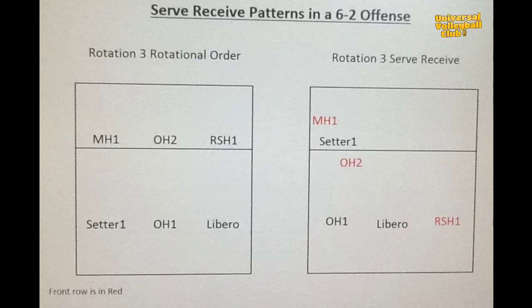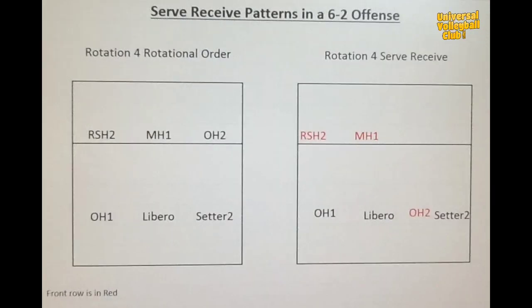Rotation 3 and 6 alternative formation. In rotation 3, one simple change is to leave the front row outside hitter on the 3-meter line and drop the front row right side hitter back to pass. One difference to stress to the setter will be that they have to stay further to the left than in the traditional formation where both outside hitters are back passing.